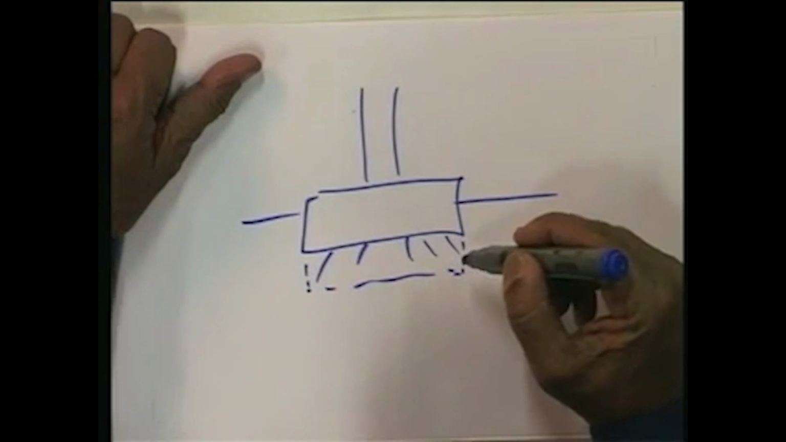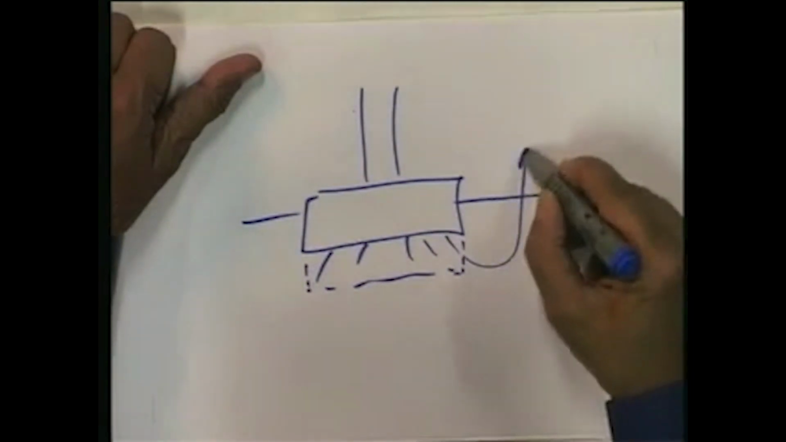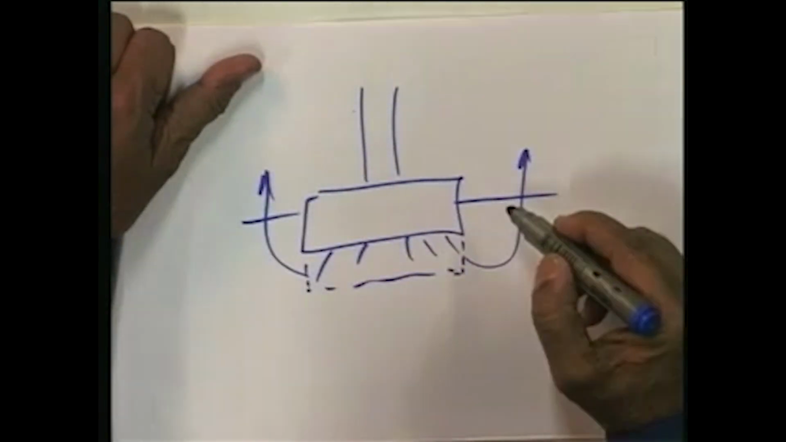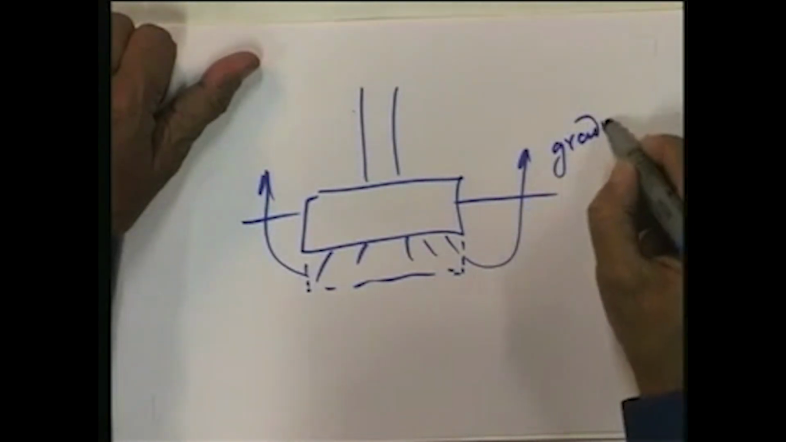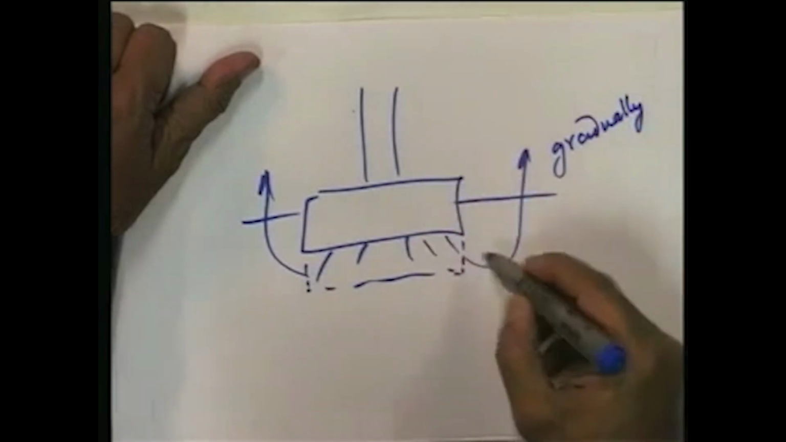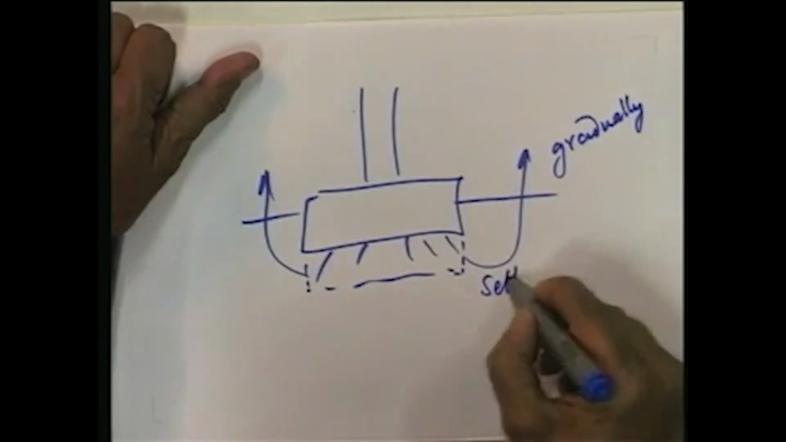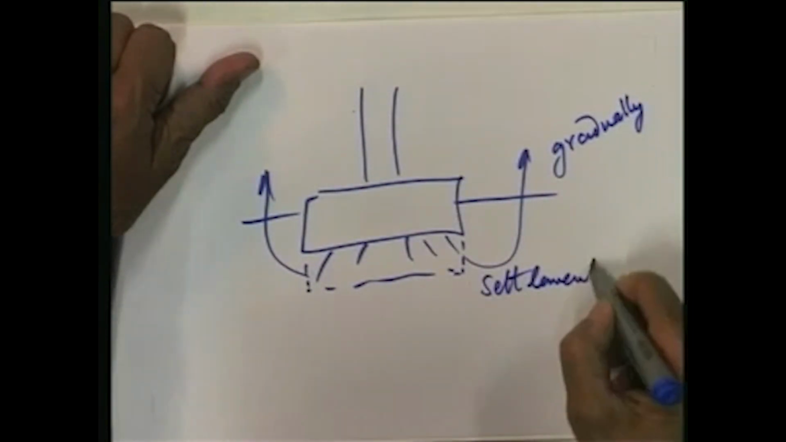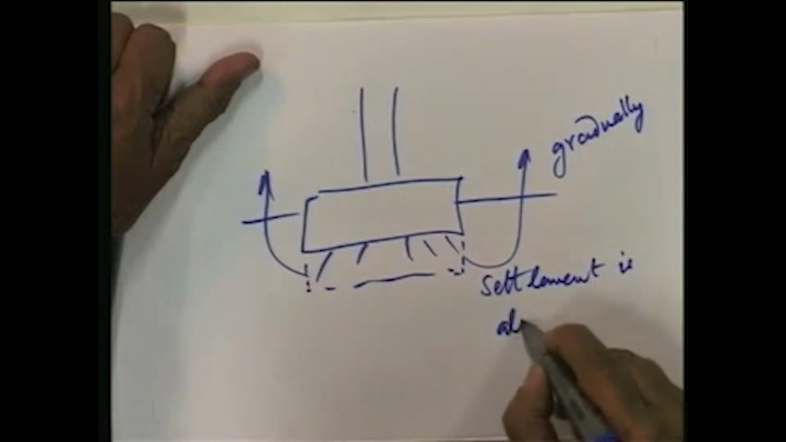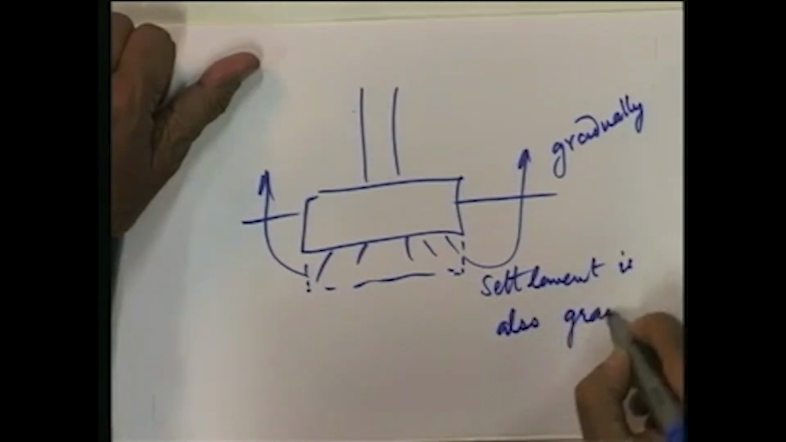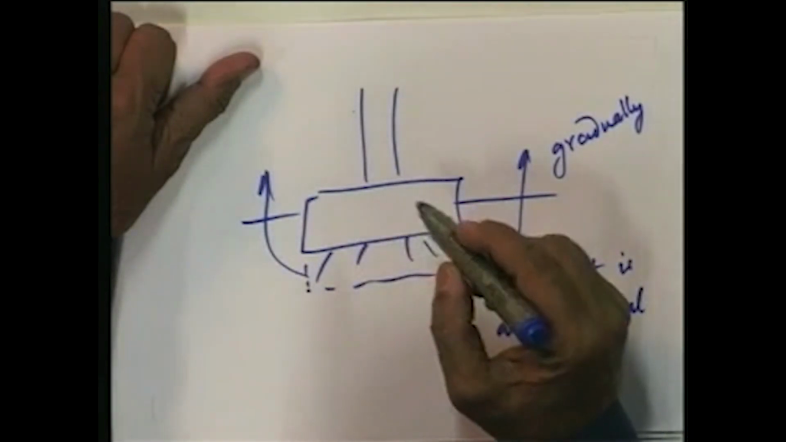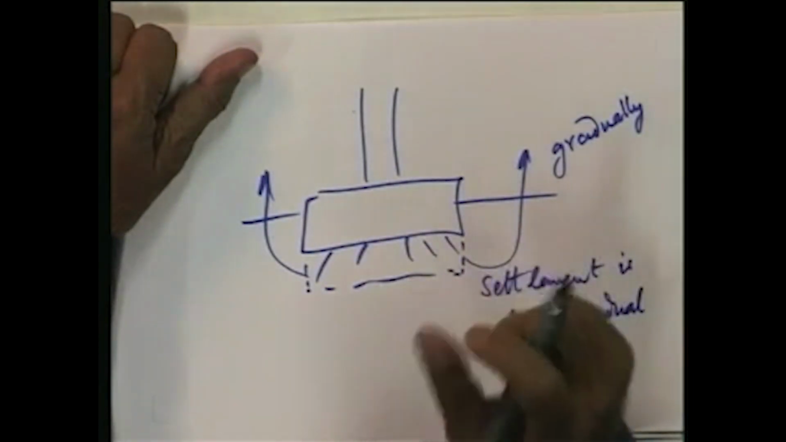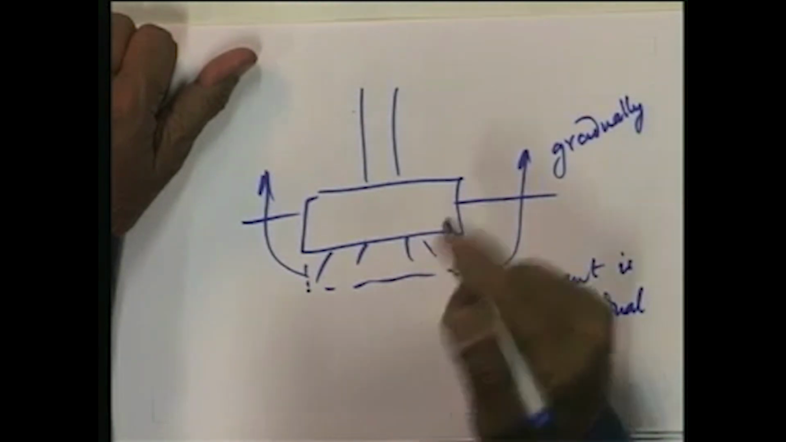When does it settle? It settles as the water goes out. The water goes out gradually. So, the settlement is also gradual. That means there is an implication of time involved in the settlement.